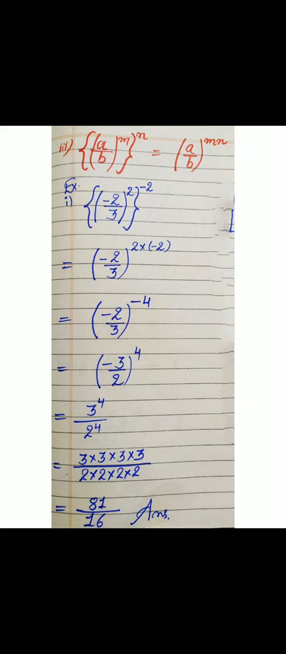Then we will remove this negative power by the reciprocal of the base. It will be minus 3 upon 2 to the whole power 4. So it can be written as 3 to the power 4 upon 2 to the power 4. There is no need to write the minus sign because the power is even. So when we expand this and multiply, we will get 81 upon 16.